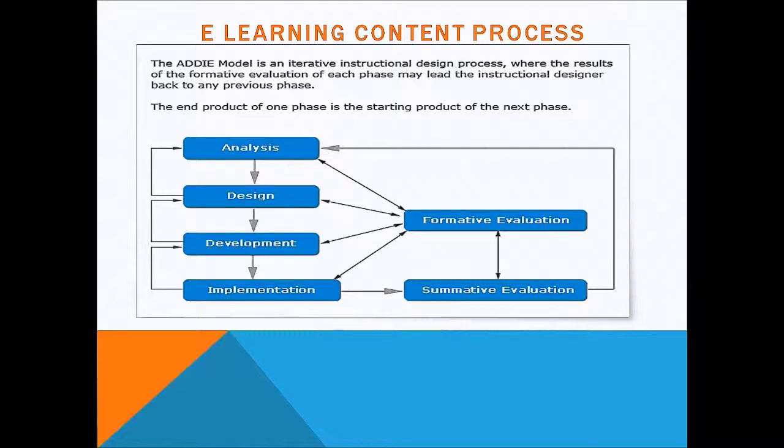The fifth stage is the evaluation, which is divided into two parts. The first part of evaluation is the formative evaluation. This evaluation happens after each stage is being completed. The second part of evaluation is the summative evaluation. It is the final evaluation after the final product is completed.